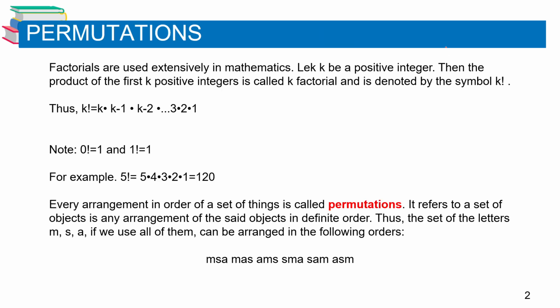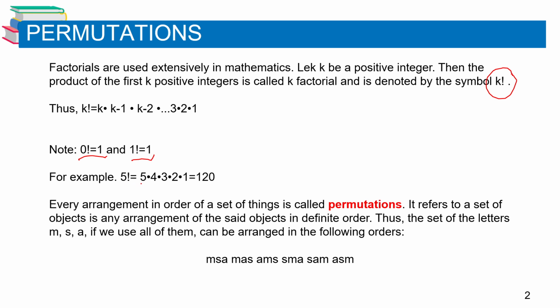So let us first define factorials. Factorials are used extensively in mathematics. Let k be a positive integer. Then the product of the first k positive integers is called k factorial, and it is denoted by the symbol k!. Thus, k factorial is equal to k times k minus 1 times k minus 2, and so on, down to 3 times 2 times 1. Take note that 0 factorial is the same as 1 factorial. So 0 factorial is equal to 1 and 1 factorial is equal to 1.